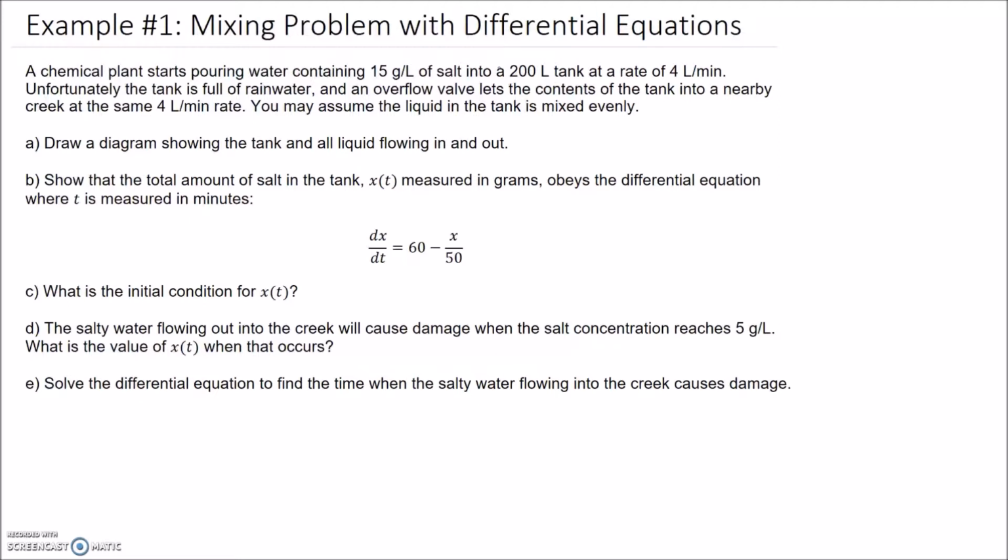Unfortunately, the tank's already full of rainwater, and an overflow valve lets the contents of the tank into a nearby creek at the same rate of 4 litres per minute. And we're going to be able to assume that the liquid in the tank is evenly mixed.